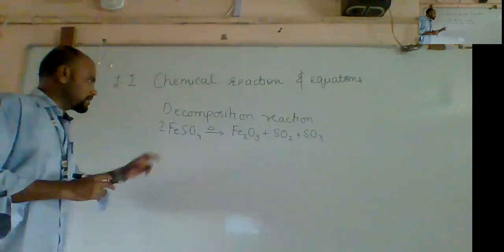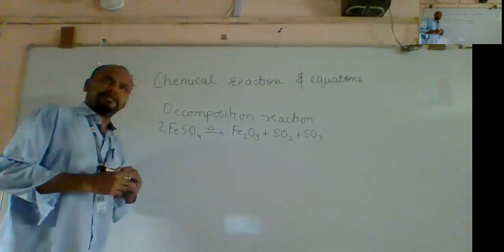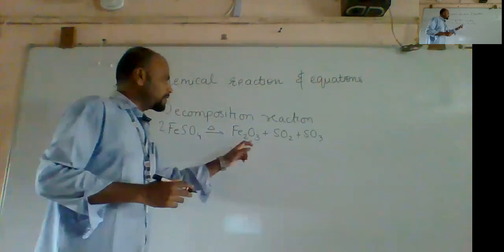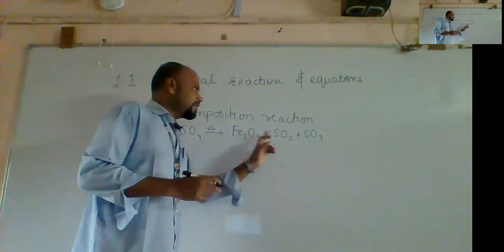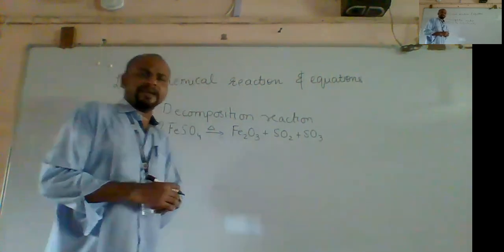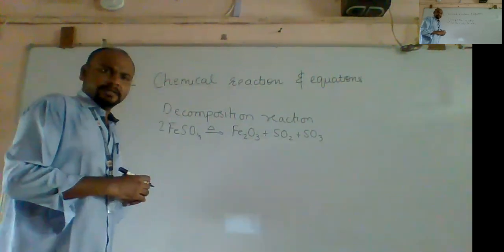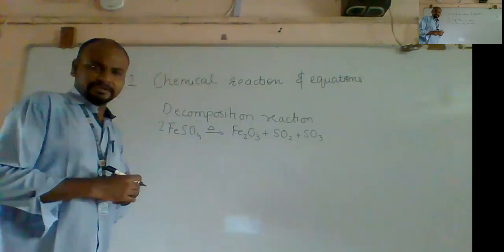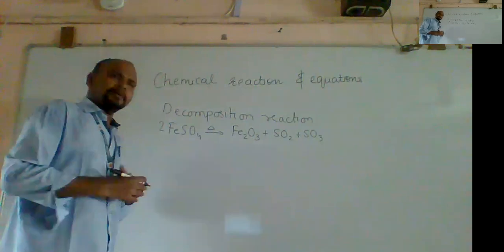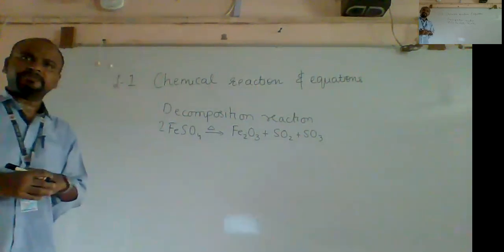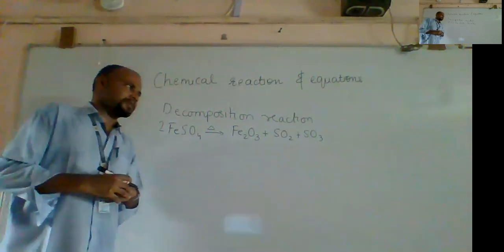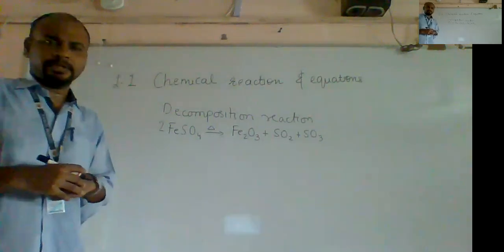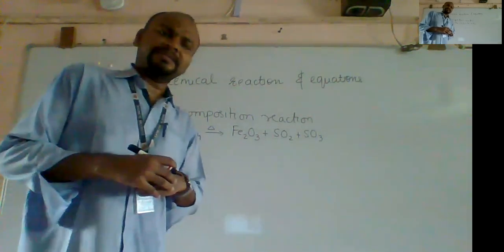In this reaction, when ferrous sulfate crystals are heated, we are able to see ferric oxide as a residue, whereas white fumes of sulfur dioxide and sulfur trioxide come out of this reaction. Another example of decomposition, which we have studied in biology, is the decomposition of food in human bodies, which gives us starch.